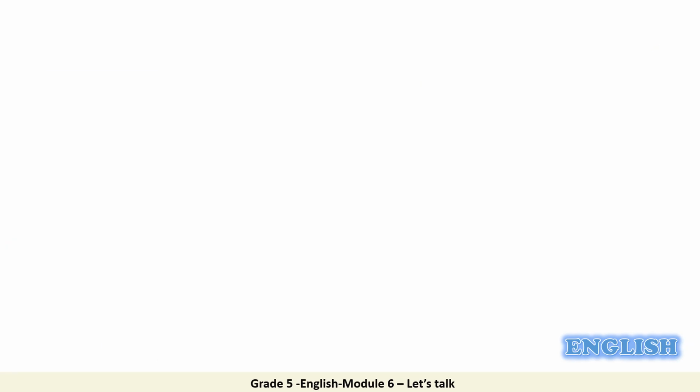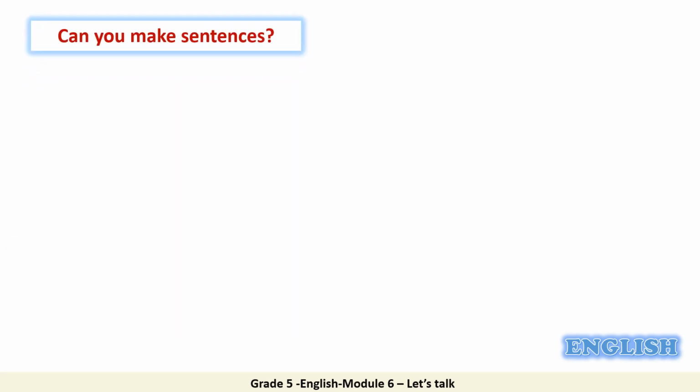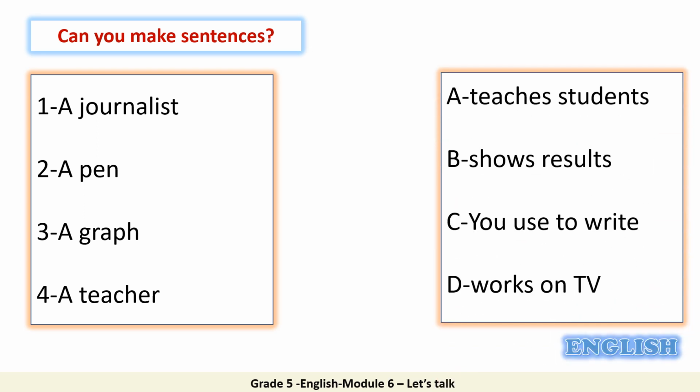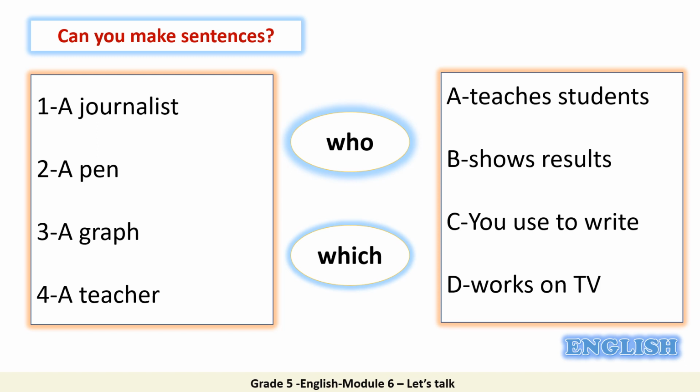My dear students, let's check whether we have learned how to use who or which correctly. You have 2 columns. Try to form a sentence using who or which. Here is an example. Number 1, a journalist is someone who works on TV. Now, pause the video until you finish the sentences.